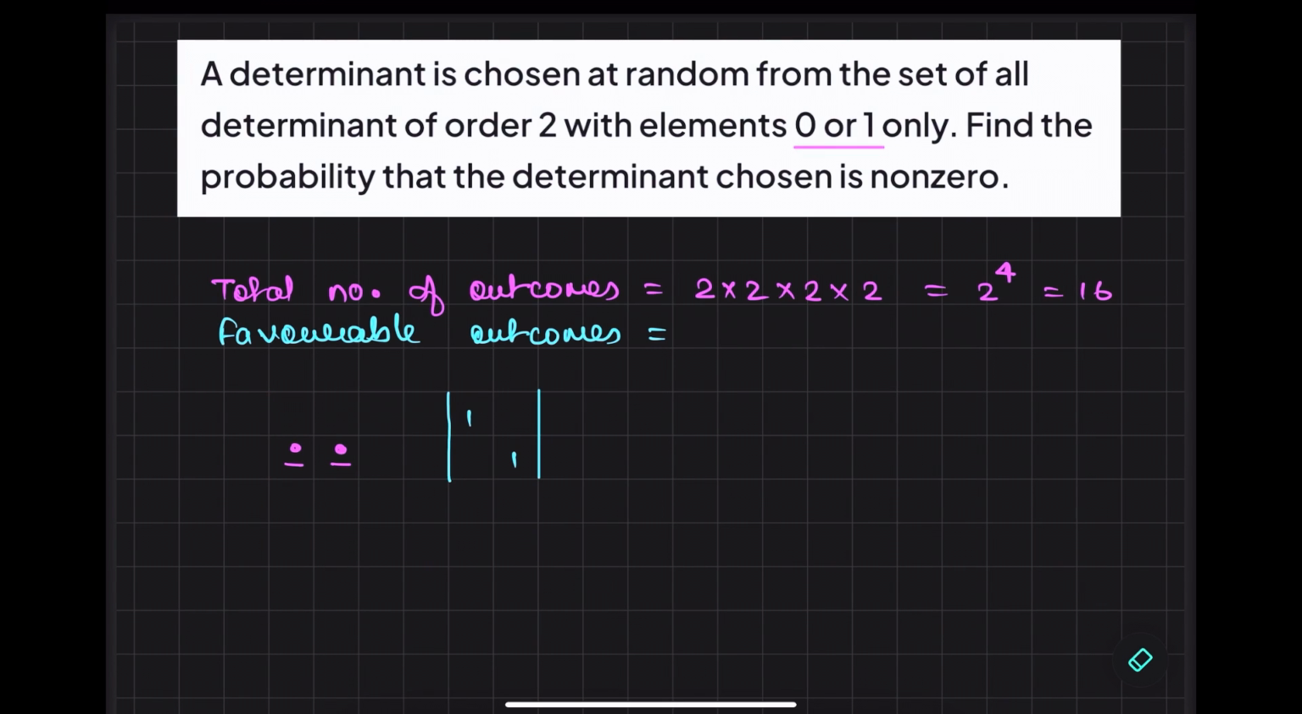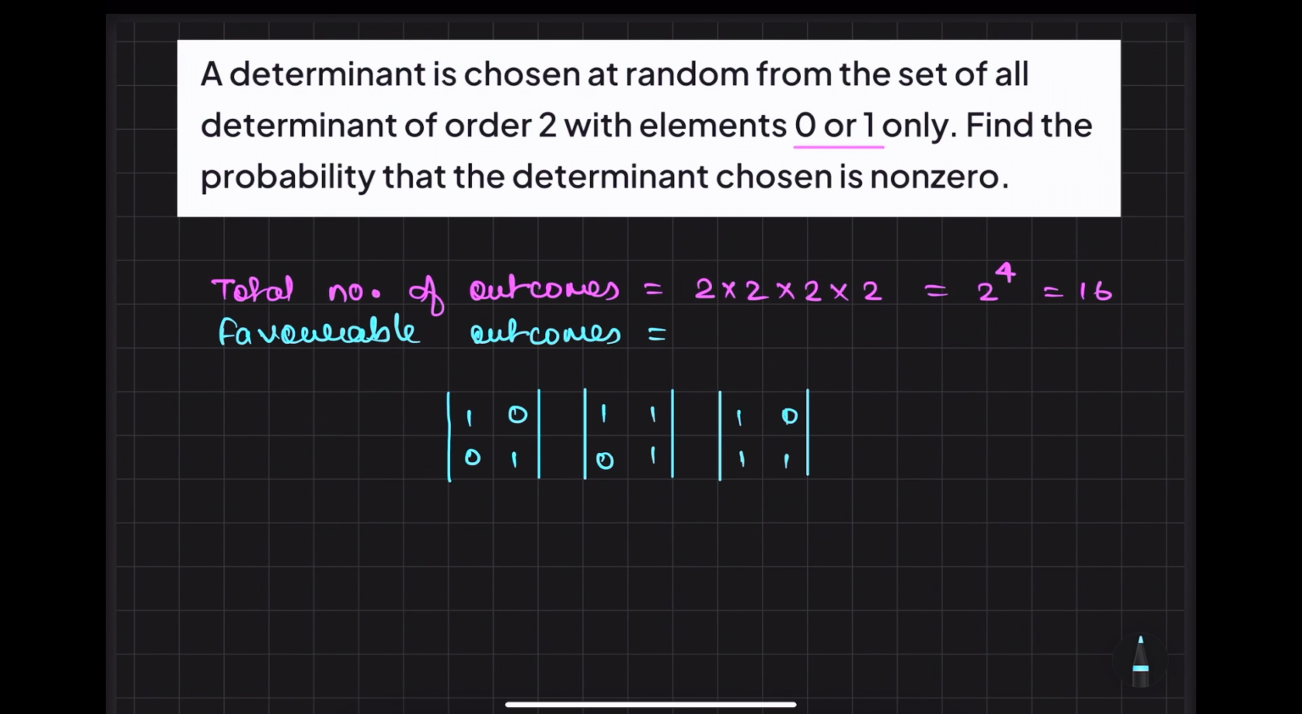I am free to put any number for the rest. Suppose I put 0 and 0. So this is one of the cases. 0, 1 is another case, 1, 0 is another case. So this many possibilities we have for 1. I hope till this part you guys are okay.